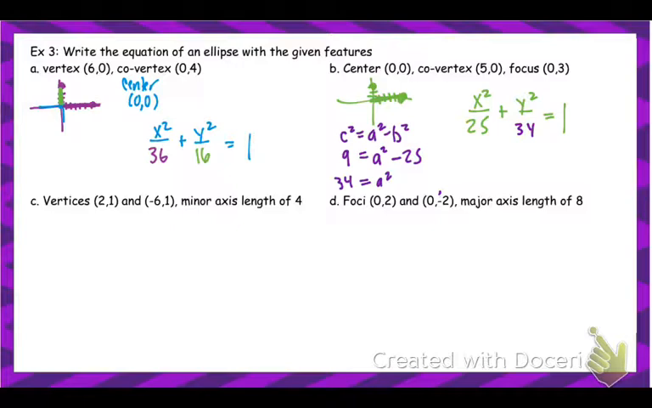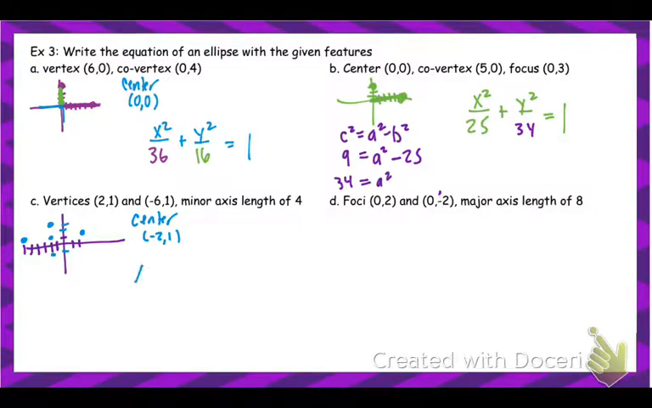All right, on this next one, we need to determine our center. So vertices are at 2, 1 and negative 6, 1. So the center is going to be halfway in between those two things. Well, halfway in between them would be negative 2, 1. The minor axis has a total length of 4, which means if the vertices are on these endpoints, the minor axis has to be going up and down. So if the total length is 4, I'm going up 2 and down 2 to get to those endpoints.